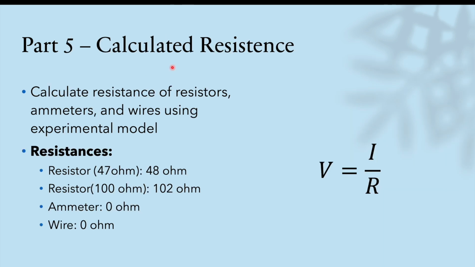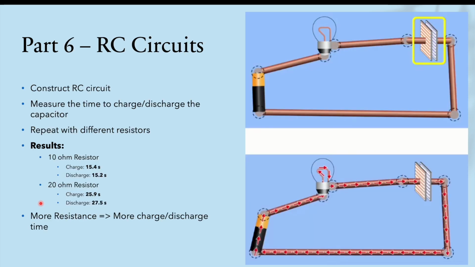In part 5, we are calculating the resistances. To do this, we are just using our V equals IR here, and we're comparing that with our experimental model. We found that the resistance across the 47 ohm resistor was actually 48 ohms, the resistance across the 100 ohm resistor was 102 ohms, and the ammeter and wire were both 0 ohms, approximately.